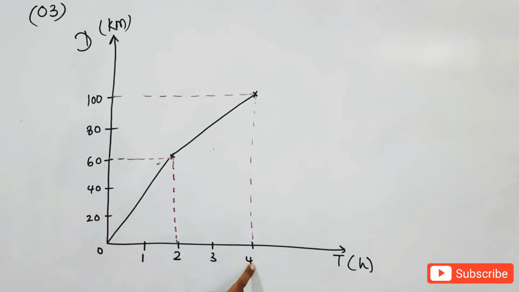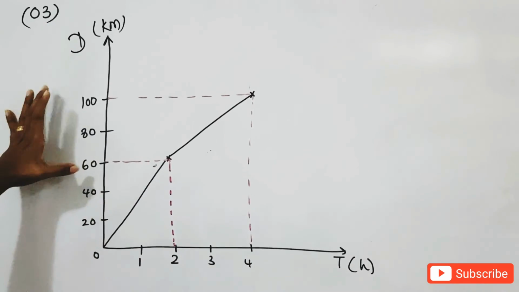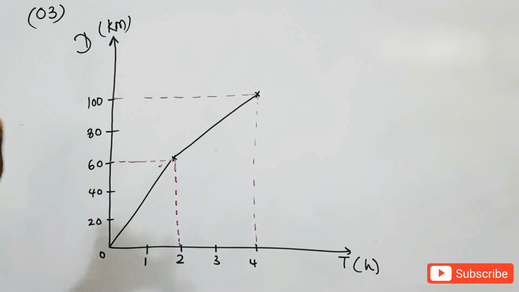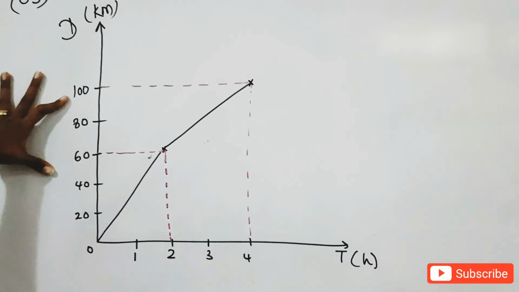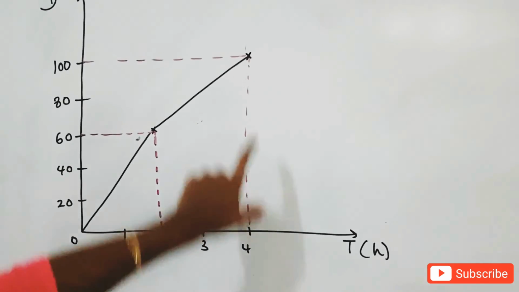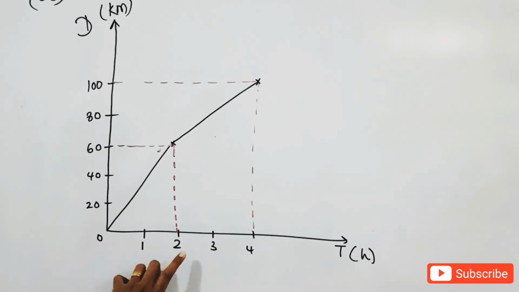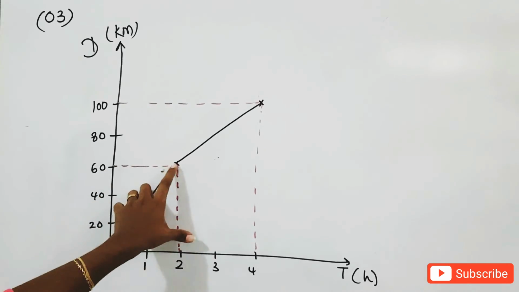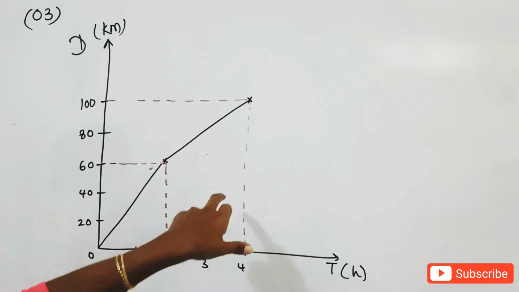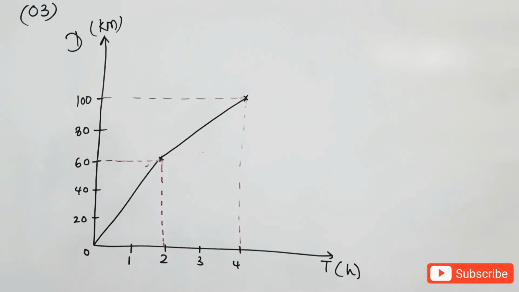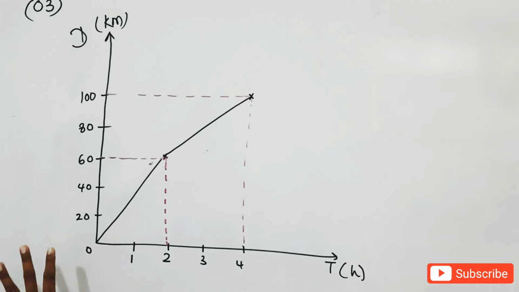Then they say the next 2 hours, that means from 2 to 4. There you have the 2 hours. It travels another 40 kilometers. So we are already at 60. Another 40 will give us 100 kilometers totally. So we mark the coordinate (4, 100). Then we join from 0 to (2, 60), mark one coordinate, (4, 100) the other coordinate, and then we draw it up. So that is what the question is actually looking for.